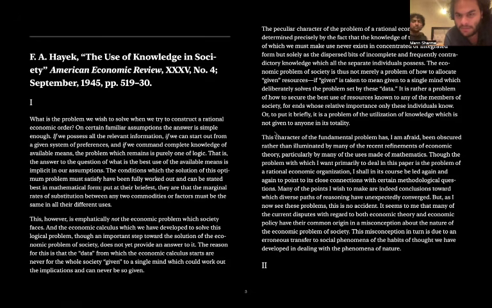So I think we did pretty much that. And to put it last, there is the problem of the utilization of knowledge, which is not given to anyone in totality. Remember, we're not framing the problem as, oh, we know everything, let's just do math. You don't know everything. No one person knows everything. It's distributed among a variety of people.